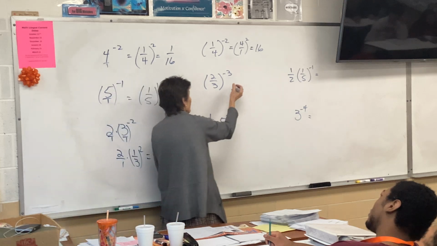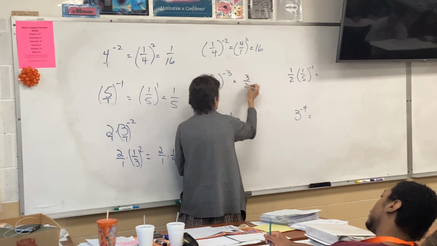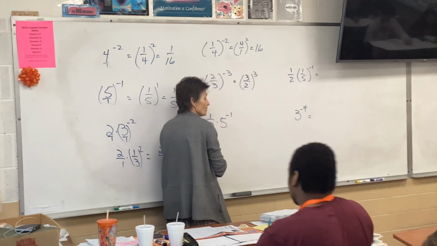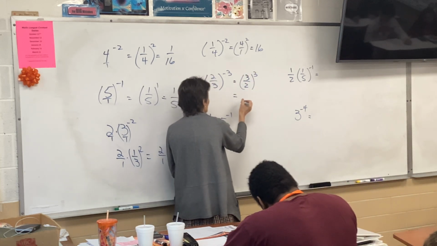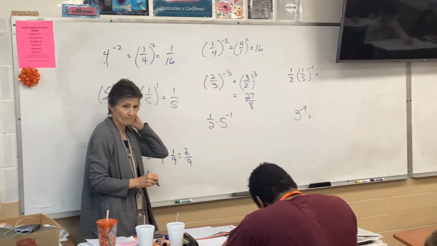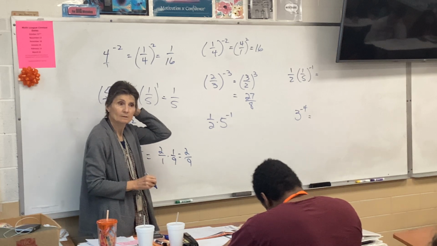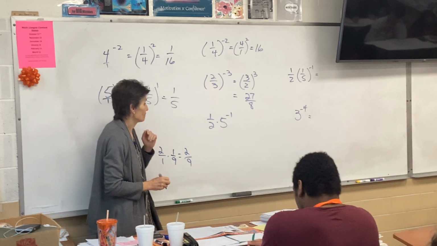What's going to happen here? 3 over 2. Still cubed though, don't forget that part. 27. So 27 over 8. Whoa, how'd we do that? 3 cubed over 2 cubed.